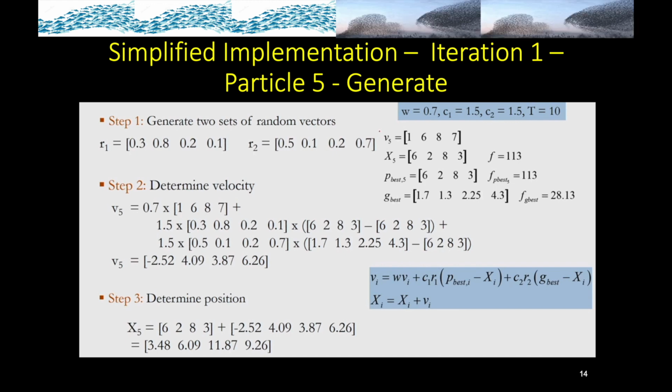We'll add it to the current position vector, and this is going to help generate the new position vector, which is 3.48, 6.09, 11.87, 9.26. Then we are going to check for bounds, and after checking for bounds, we are going to go for the update step.